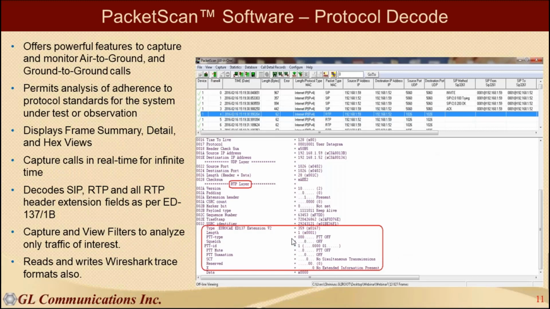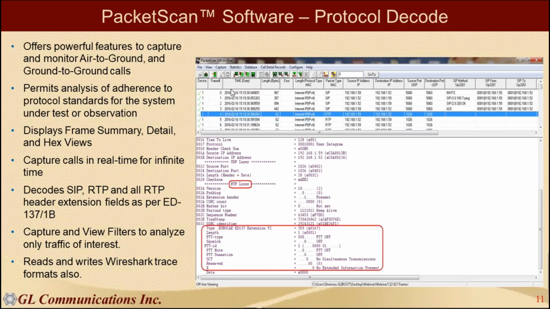So this is the main window of PacketScan. There are two sections here. The first one gives the complete frame summary. You can see here it indicates the SIP method, caller, callee information, and all the IP addresses and port numbers involved. And below we have a complete frame decode right from the MAC layer to the end of the application layer. And we also decode all the ED137 extended feature specific header extensions.